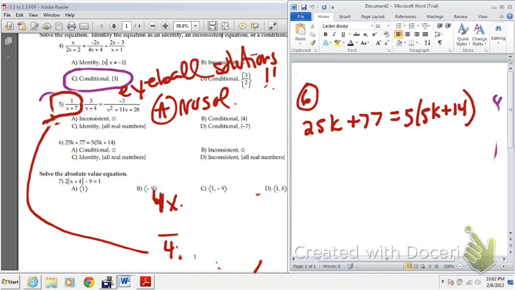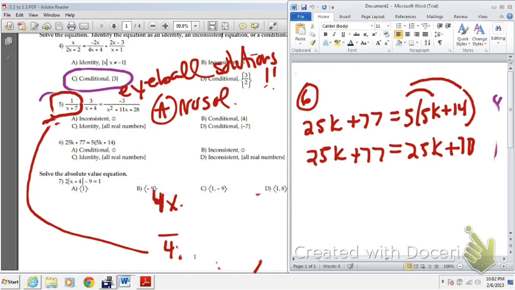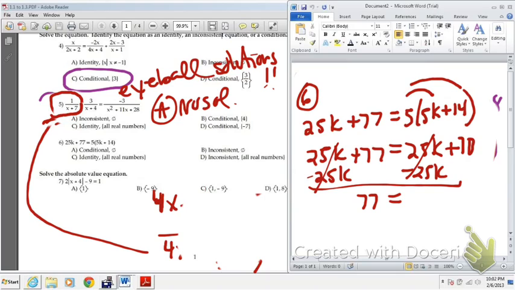Okay, so I realize I wrote this a little crooked. It's like on a slant. But looks like here we're just solving a basic equation. Let's see if anything weird happens. So 25k plus 77 equals 25k plus whatever 5 times 14 is, which is 70, right? Some of you notice it already, but let's say you keep going and you solve this. Uh-oh, you're going to end up with 77 equals 70.